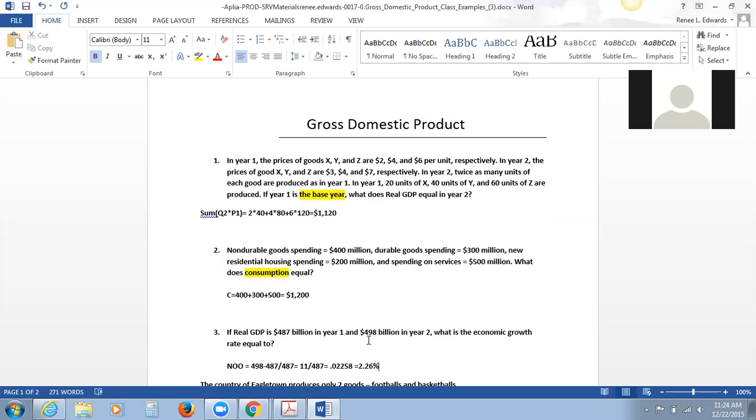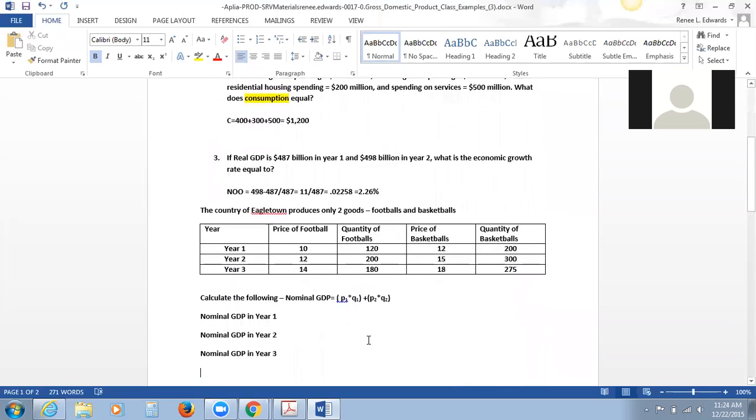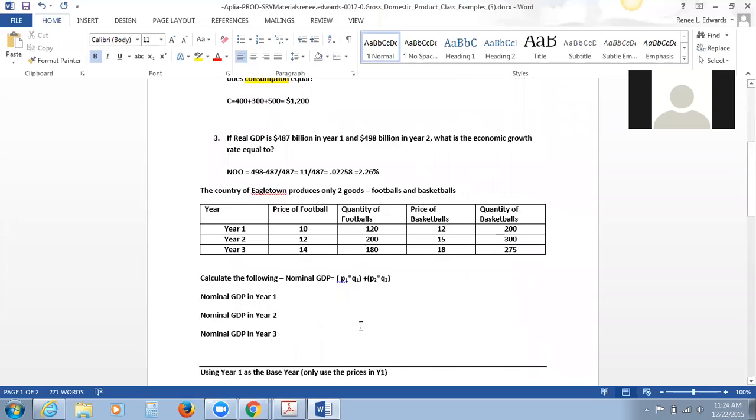So 2.26 is kind of like right there in our range. Right? Some years we're a little above 2, sometimes we're a little bit below 2. Right? On number 3, I actually asked you to work out the entire problem.